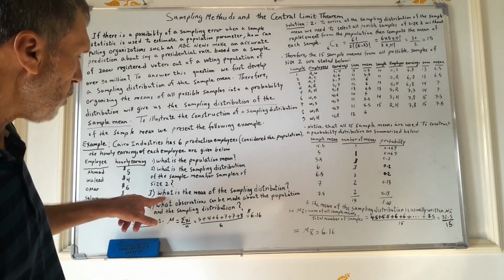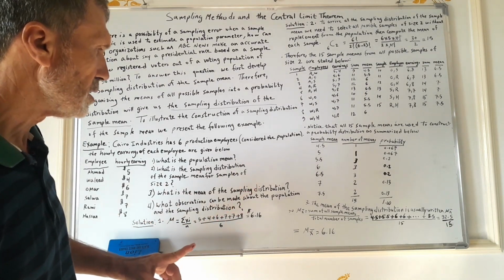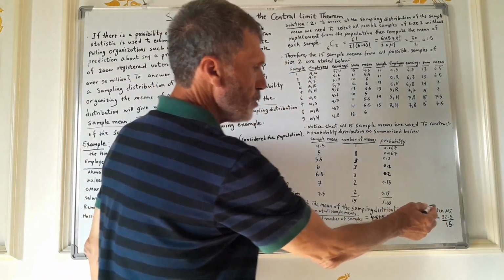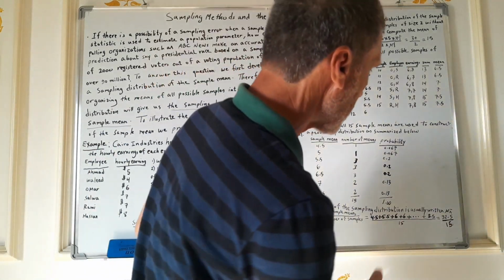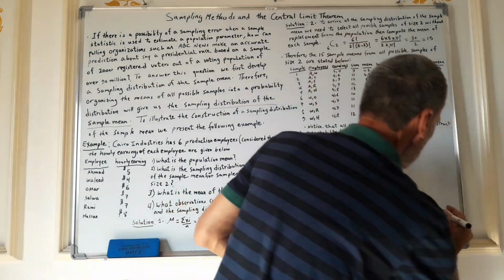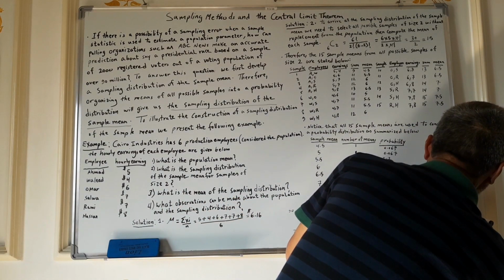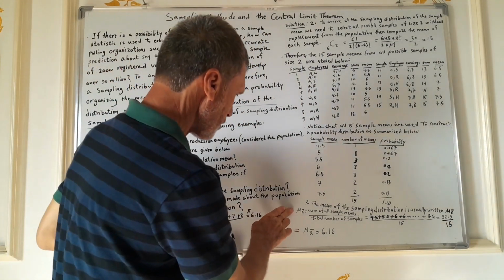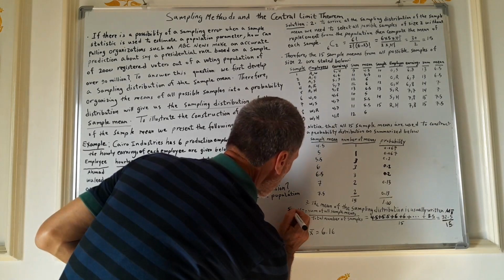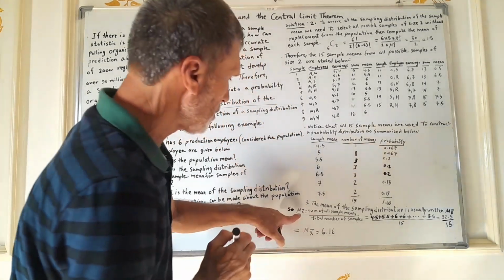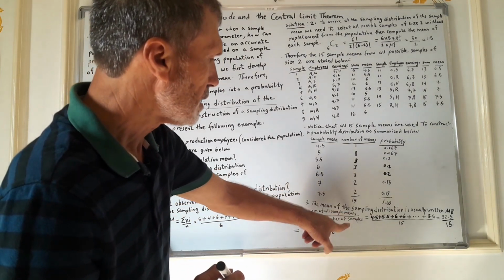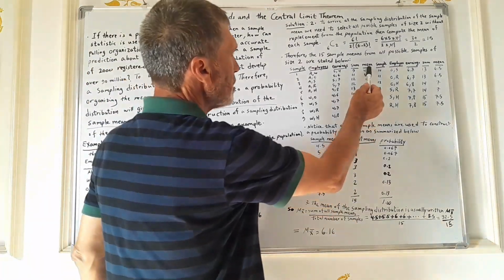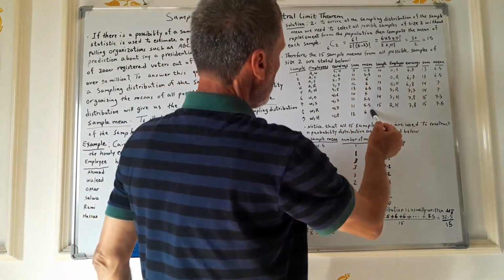Now, question number 3, what is the mean of the sampling distribution? Of course, the mean of the sampling distribution is usually written mu x bar. Mu x bar is the sum of all sample means over the total number of samples. Now, all sample means, as you can see, these are the means, you get 15 sample means.